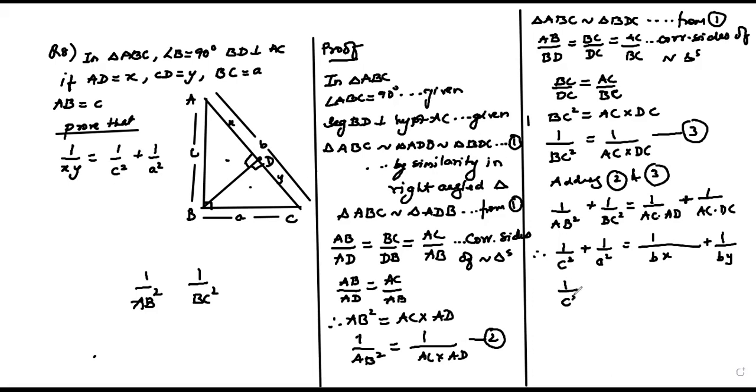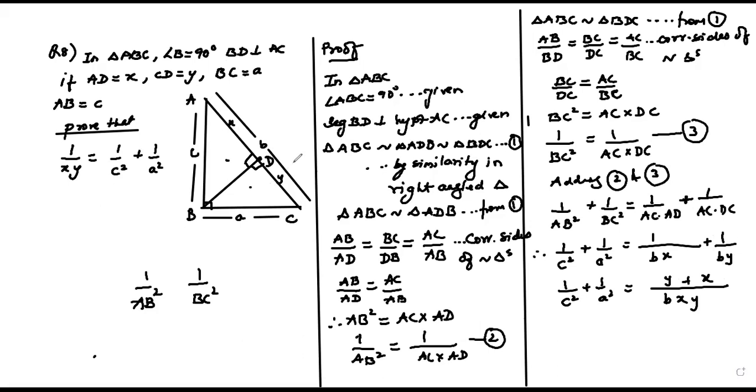1 upon C square plus 1 upon A square is equal to, the LCM is BXY. B is common, so BX, to make it BXY, I'll have to multiply by Y. So 1 into Y is Y, plus this BY, to make it BXY, I'll have to multiply by X. So 1 into X on top. Now, AC is AD plus CD, AC is X plus Y. I hope people are getting me here.